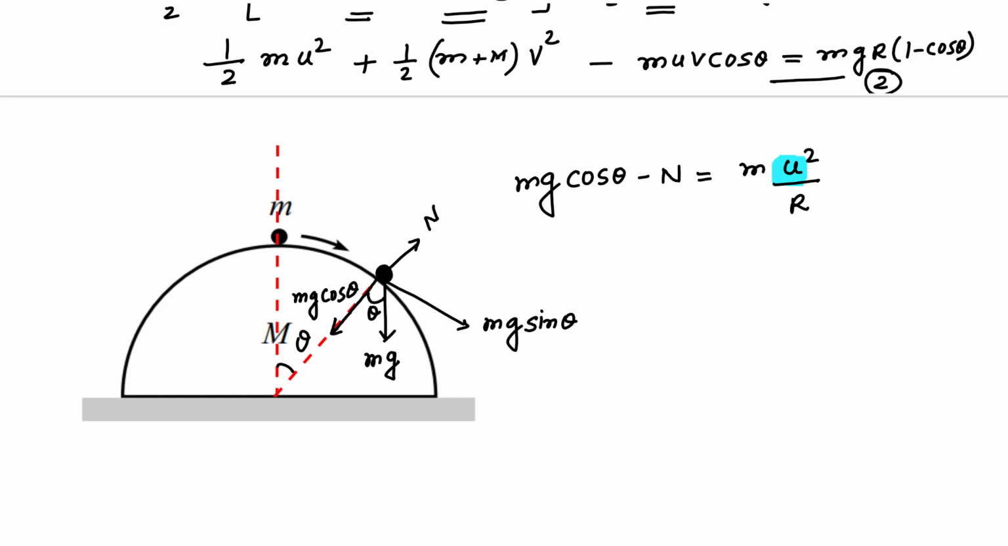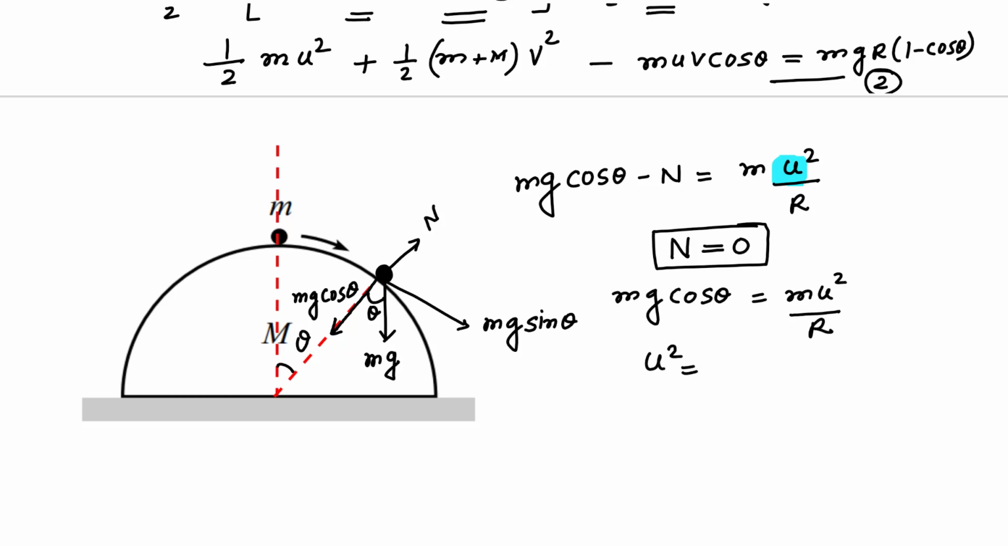Now at the time when this mass is just going to lose the contact, at that point of time we will have the normal reaction equal to 0. So from here I can say mg cos theta is equal to mu square by r, or u square is equal to rg cos theta. So this is my third equation.